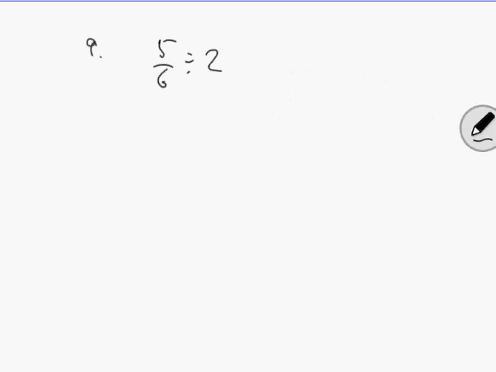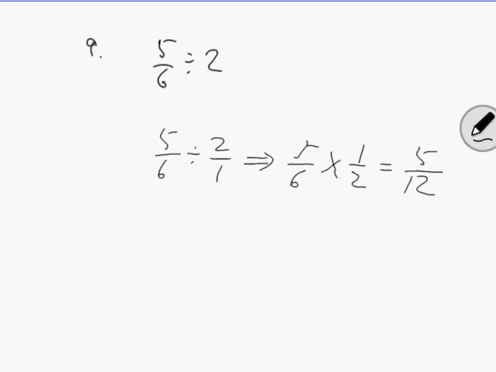So we think about 5/6 divided by 2/1 as being the same answer as 5/6 multiplied by its reciprocal. Okay? And when you multiply your numerators, you get 5. When you multiply your denominators, you get 12. And the answer to this is still 5/12.